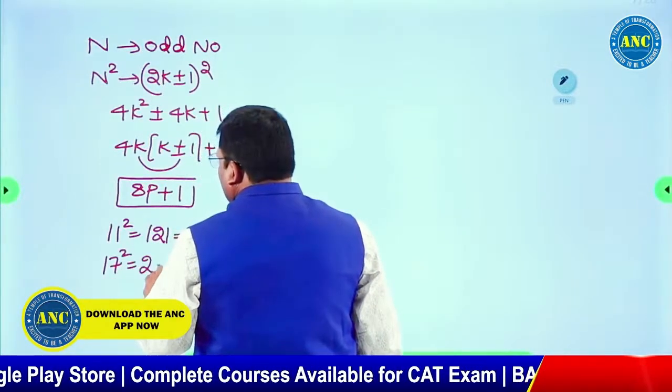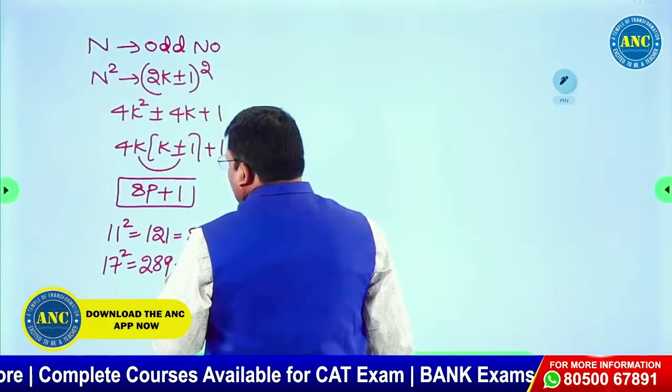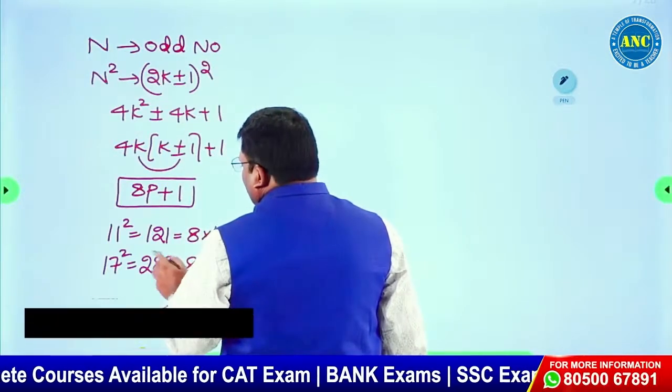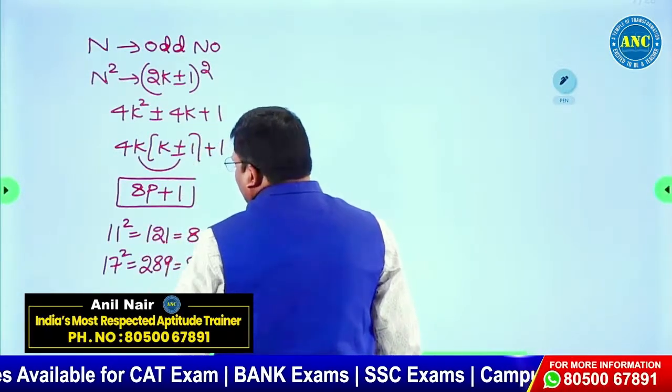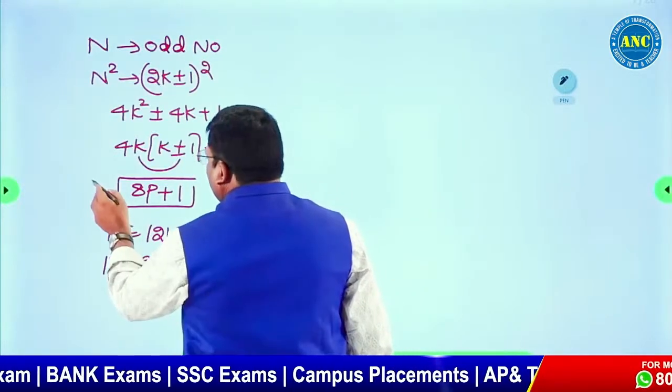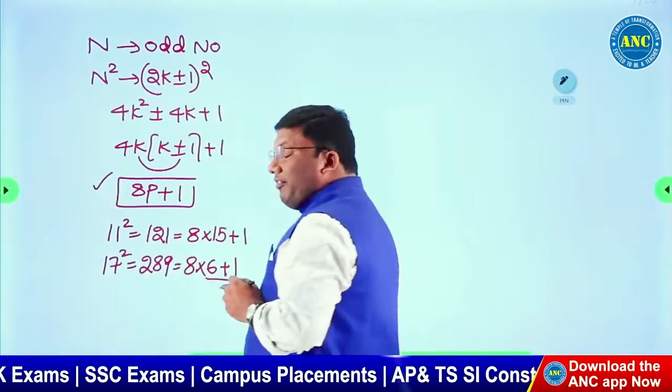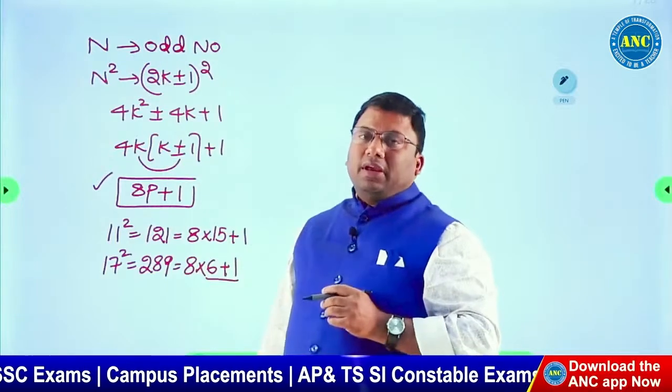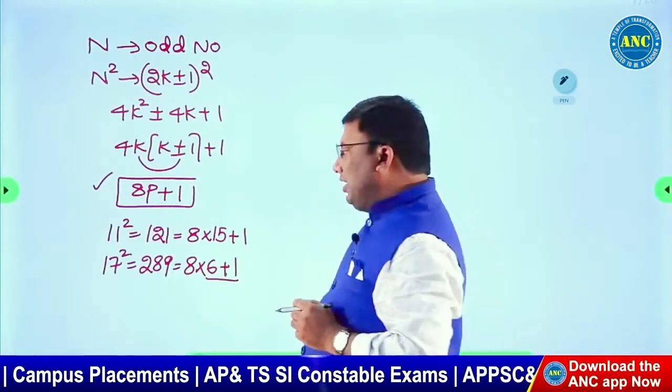17 square is 289. 8 into 8 3s are 24, 8 6s are 48 plus 1. So 8p plus 1 form will definitely arise.